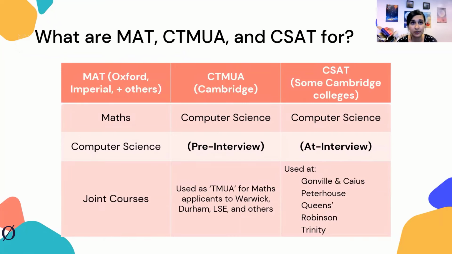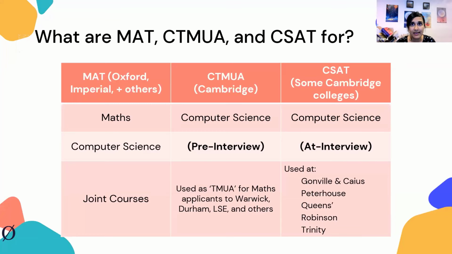So what are the MAT, CTMUA and CSAT? Hopefully you already know this, but in case you don't, the MAT is the maths admissions test and it's for Oxford, Imperial and other universities. Like Warwick, if you take the MAT, you get a reduced offer, for example, and it's used for maths and computer science courses at Oxford, maths courses at Imperial and joint courses.